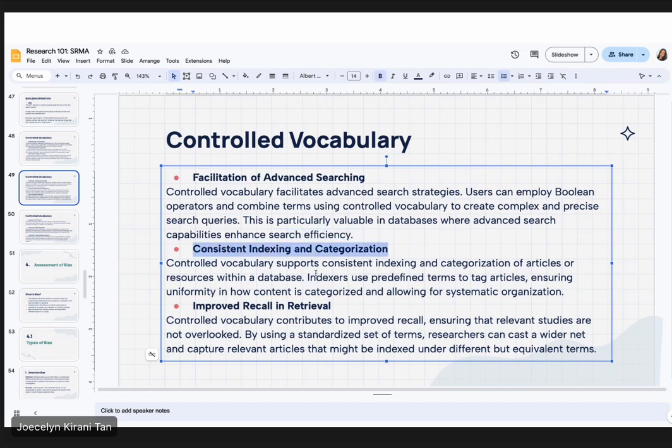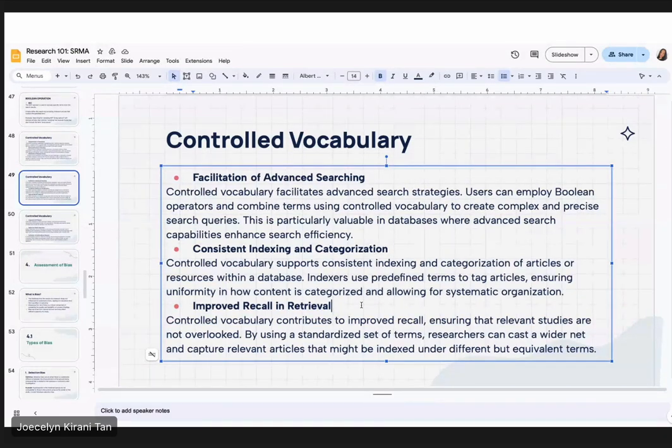Consistent indexing and categorization. So this is pretty much the same thing. Controlled vocabulary is like a term for explaining what a disease is, like identifying a disease. So these databases are able to categorize each article into the disease that they're talking about. Okay. And then controlled vocabulary ensures consistent indexing and categorization of articles or resources within a database. Indexers use predefined terms to tag articles, ensuring uniformity in how content is organized and allowing for systematic organization. So again, the MeSH terms, I will show you guys after this.